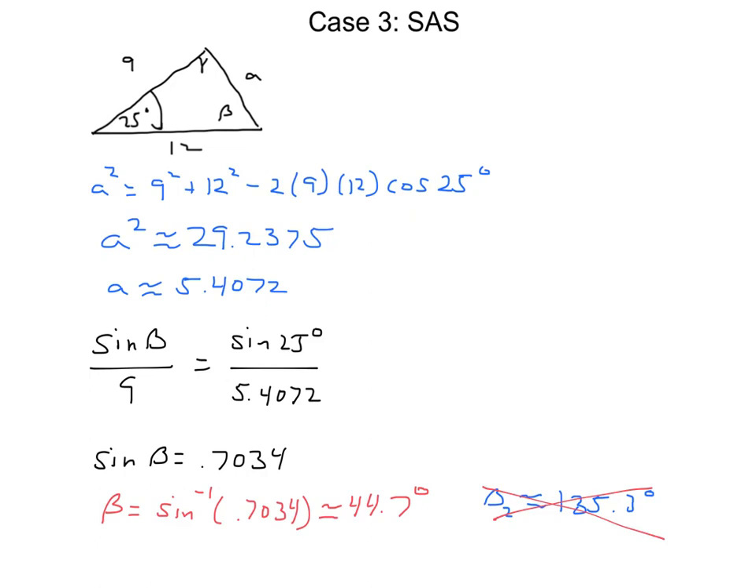And therefore, since beta is 44.7, to find gamma, I'm just going to use the fact again that all the angles of a triangle add up to 180. And so I'm going to take gamma equals 180 degrees minus the 25 degrees minus the 44.7 degrees that we just found. And we find that gamma, the last angle that we have to locate there, comes out to be 110.3 degrees.